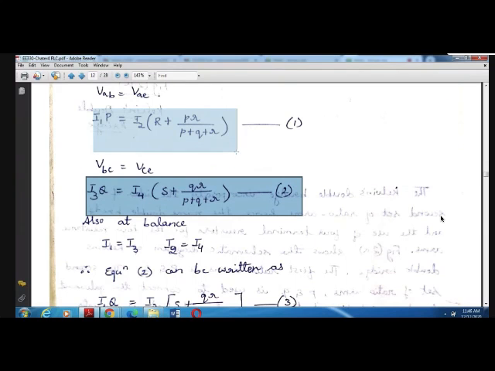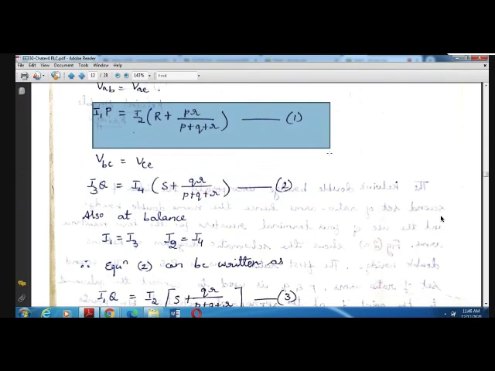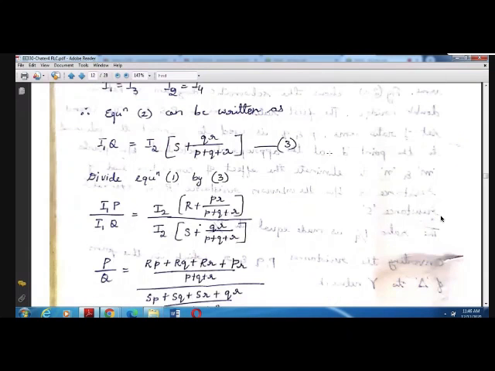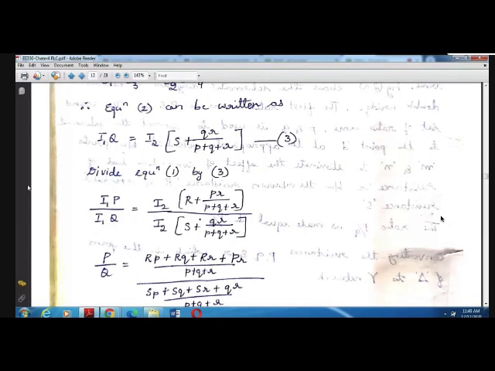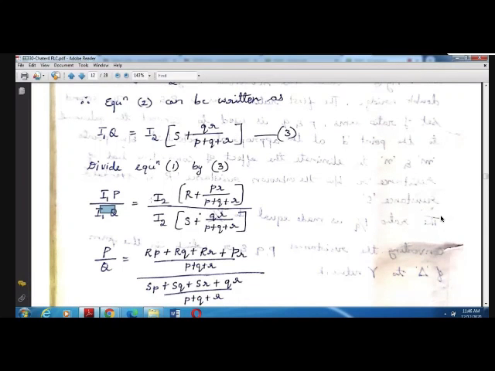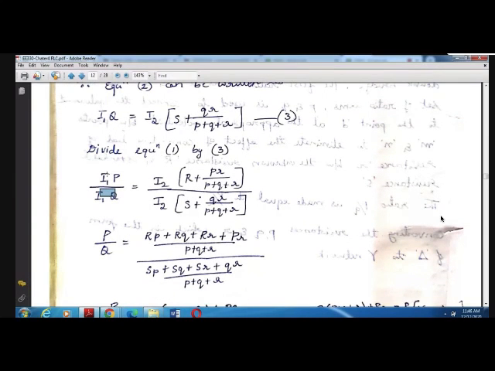I1P is equal to I2 into R plus PR by P plus Q plus R. So divide equation 1 by equation 3, left hand side by left hand side and right hand side by right hand side, and then do the substitution part. I1 gets cancelled here and I2 gets cancelled. The only thing remaining is P by Q is equal to this part.